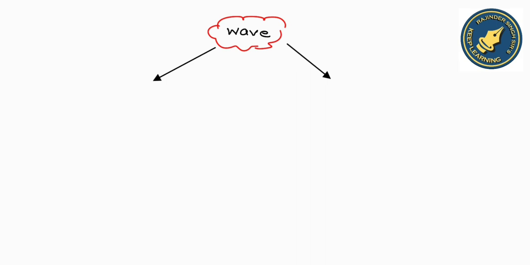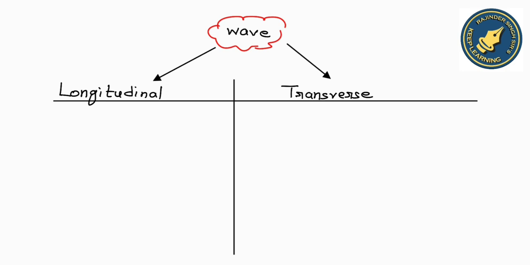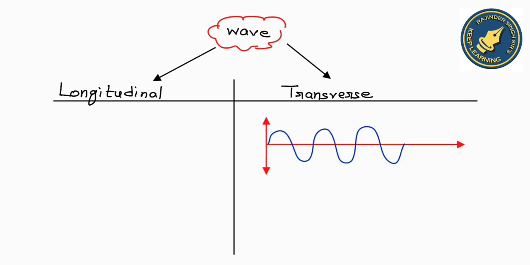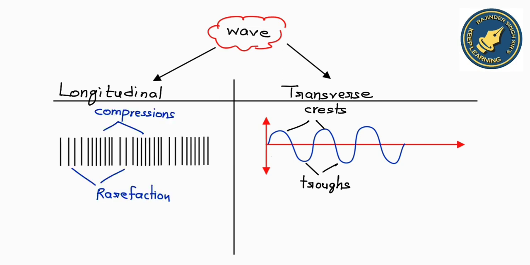Waves can be classified as longitudinal waves and transverse waves. A transverse wave is made up of crests and troughs. The raised portions are called crests, and the depressions are called troughs. Whereas longitudinal waves are made up of compressions and rarefactions. So a transverse wave is made up of crests and troughs, whereas a longitudinal wave is made up of compressions and rarefactions.